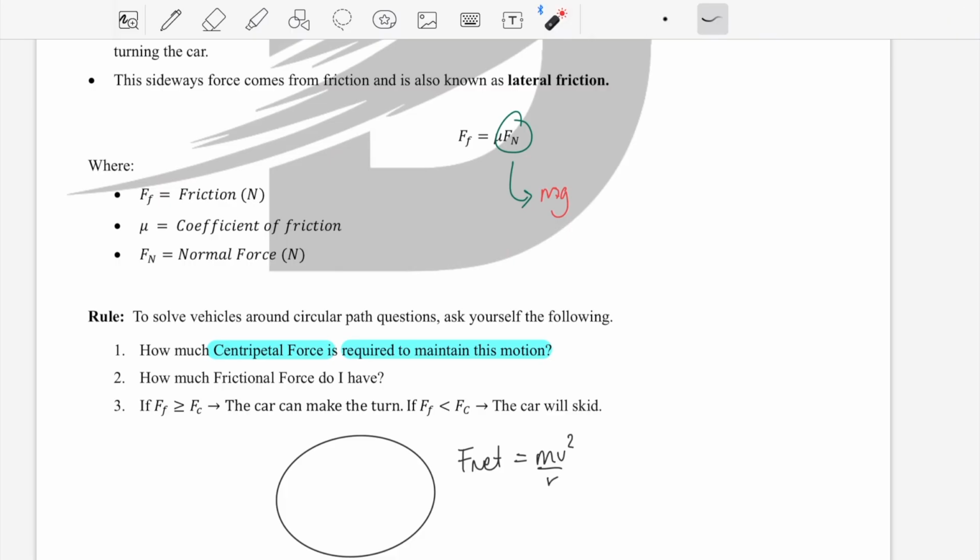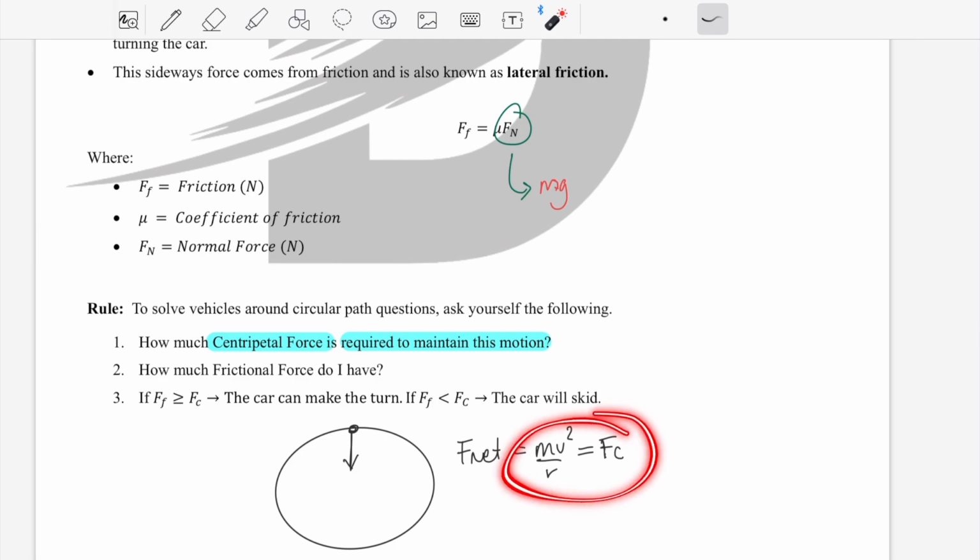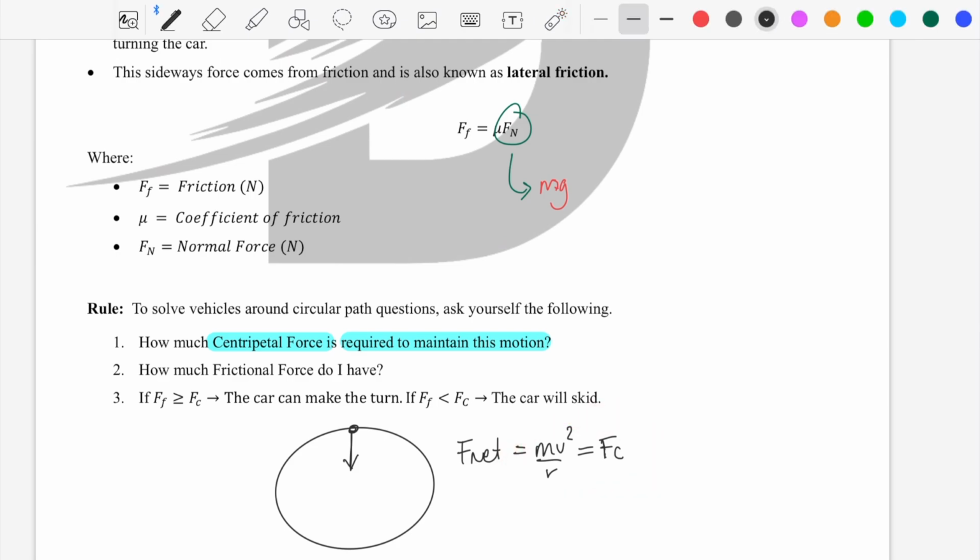So uniform circular motion is defined by this equation. That is to say, if I want an object to travel around a circular path, we need the force to be equal to this amount. Got it? So in other words, this is the force that we need. Okay? We need this amount of force. Okay, cool. So the question then becomes, how much force do we have?